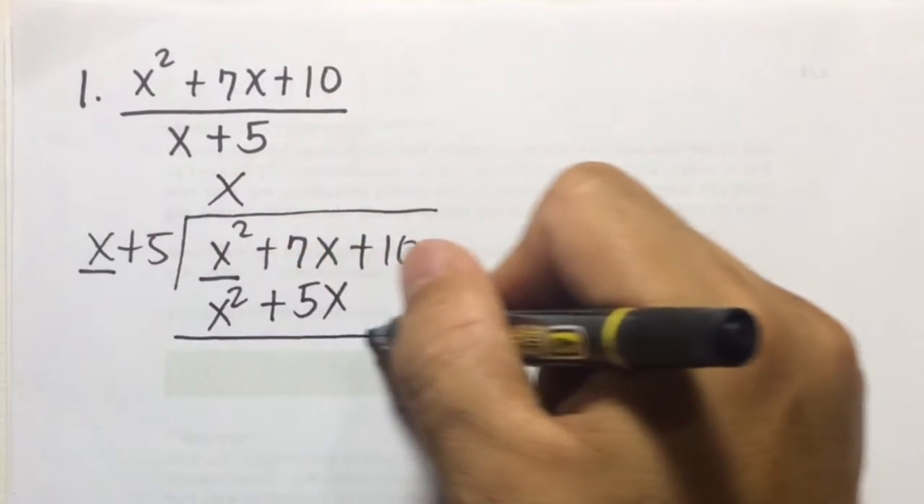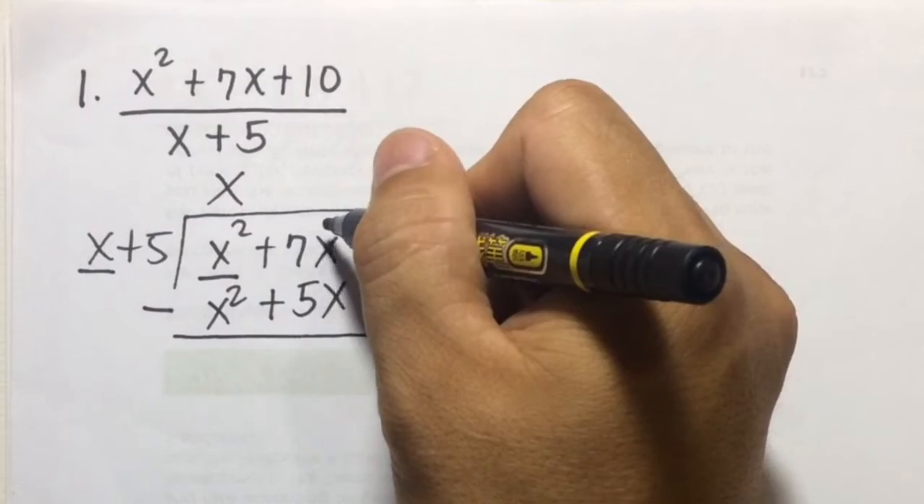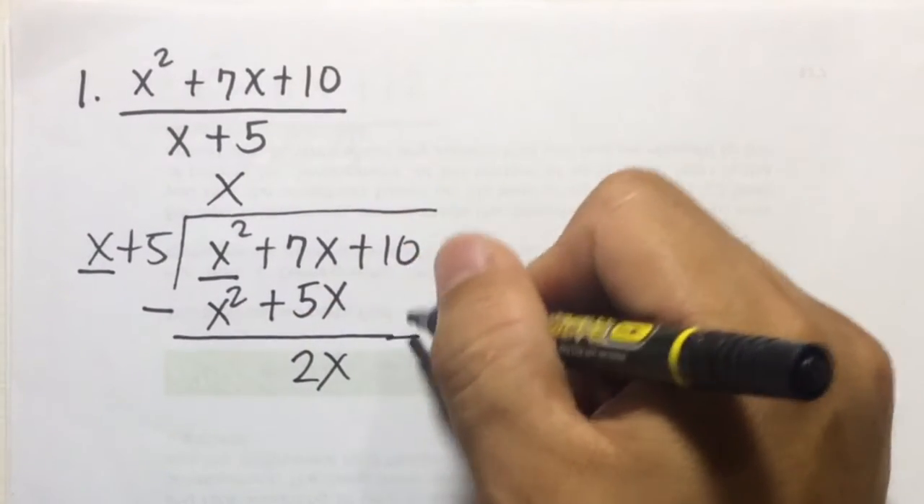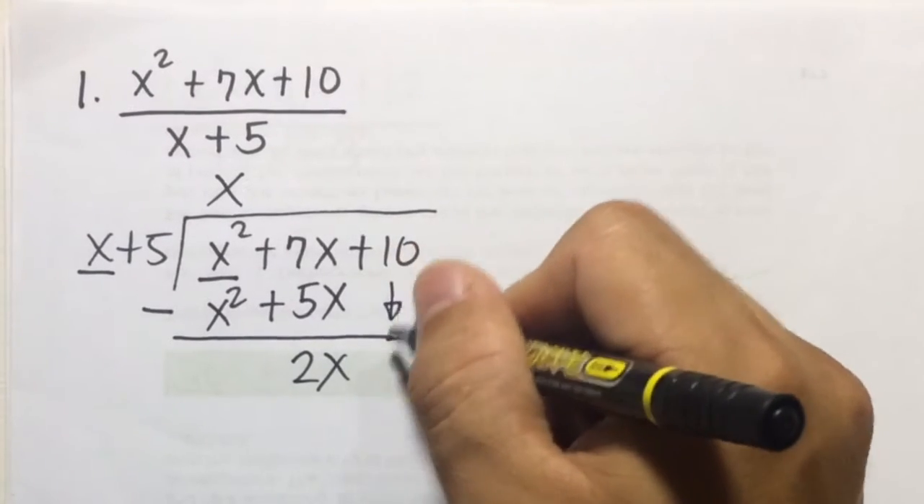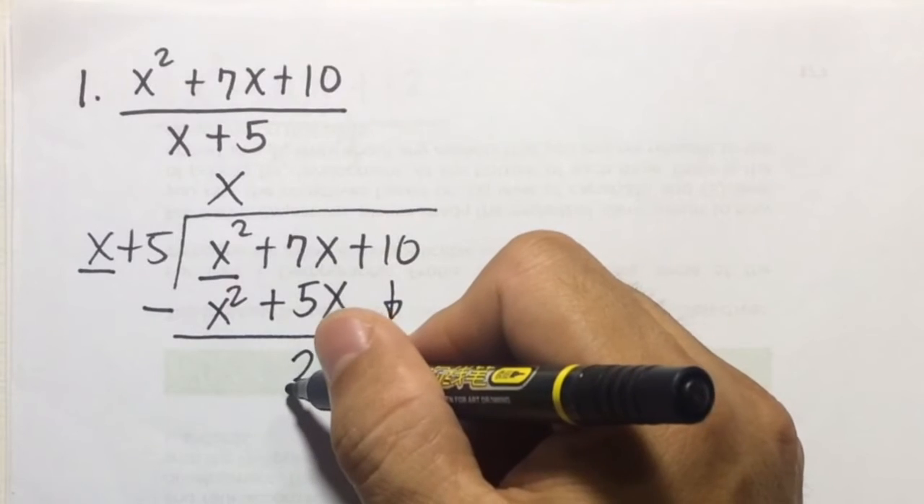Then next is we're going to subtract the result. So x squared minus x squared is 0. 7x minus 5x is 2x. Then we're going to bring down positive 10. So plus 10. Then the same procedure with the first one.